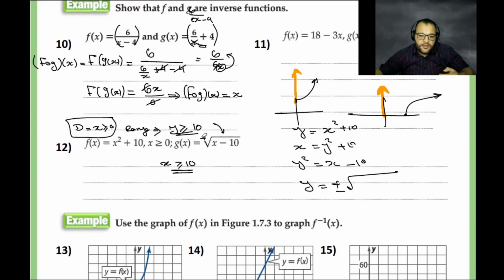So I have to write positive. If I remove this one and make it smaller than or equal, then this one must be negative. So again, look at the domain and range. The domain of the first one must be the range of the second. The range of the first one must be the domain of the second one. You understand that difference now, the concept? The concept is important for this one. Any problem for this one?